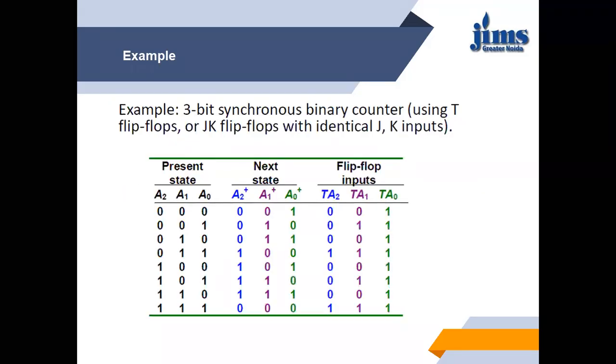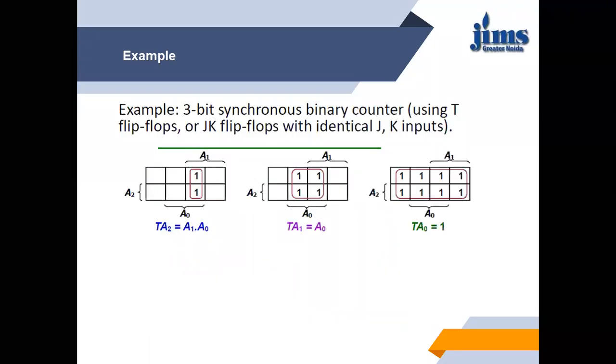You can look here, the same is plotted. And we can draw the circuit diagram. So here we can find out that T of A2 is A1 and A0, and T of A1 can be written as A0 and T of A0, because T of A0 is 1. So A0 and 1 equals A0.